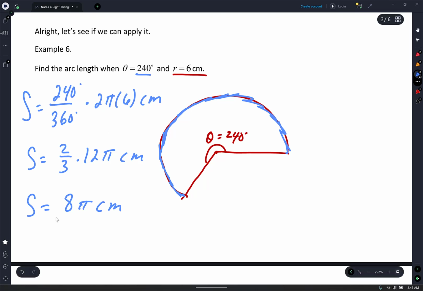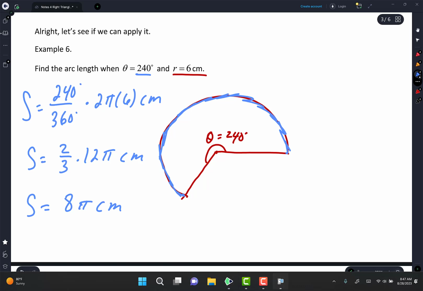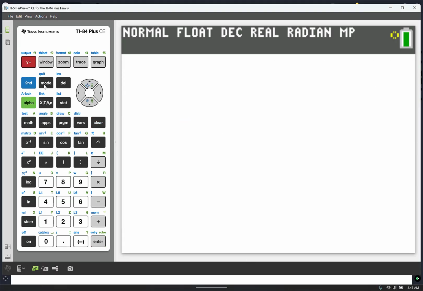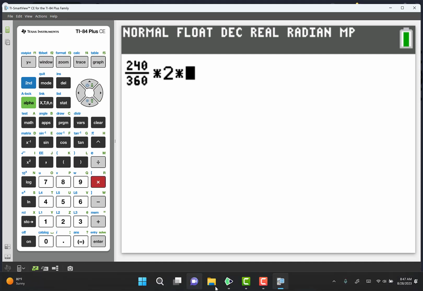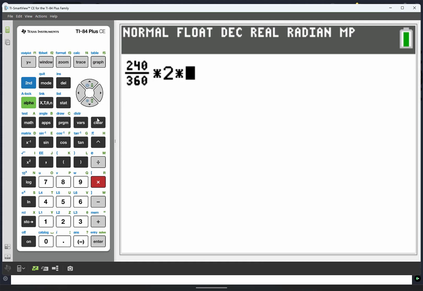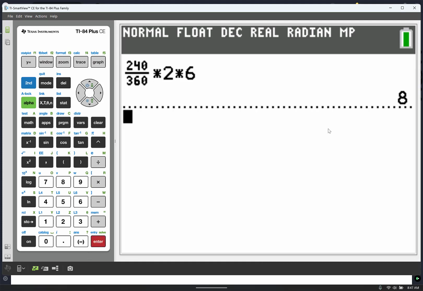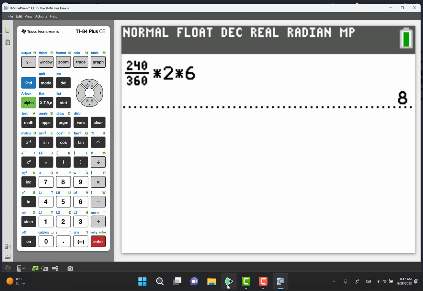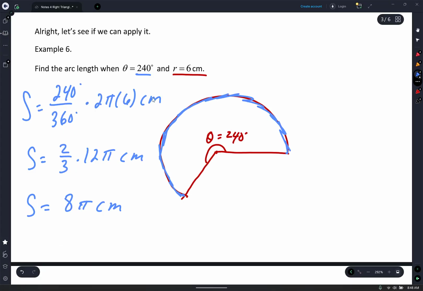Let's say you don't like any of this, and you just like the first sentence. Just do the first sentence, but don't put the pi in there so you can get a nice number like 8. You can go alpha y equals, enter. That gives me the little fraction. You can go 240 over 360, and then times 2 times pi times 6. Don't put the pi in there, because you're going to put the pi in there later, right? And there it is. You get 8, and then just put the pi.